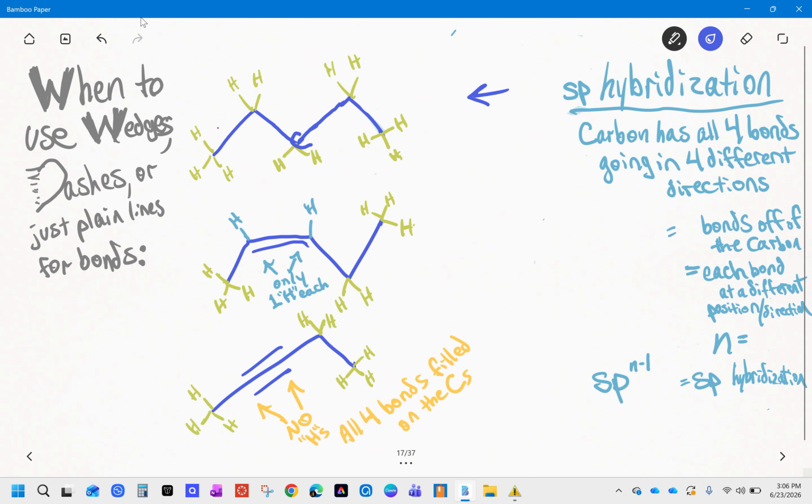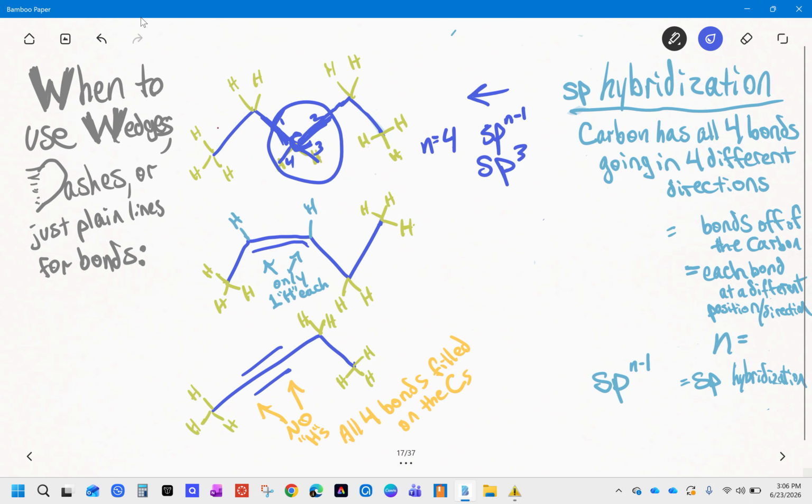And let's look at this central carbon right here. This carbon has an H, another bond to another carbon, and a bond to another carbon. So that's steric number 4. There's 4 things coming off of this carbon: 1, 2, 3, 4. So N is 4, and the formula is sp^(n-1), which means this is sp3 hybridization.